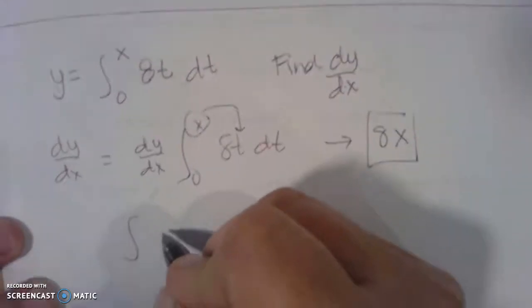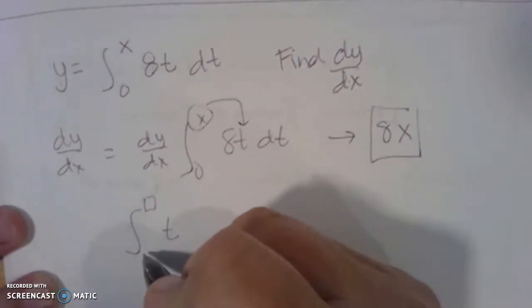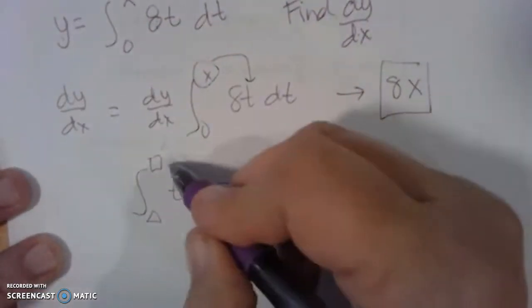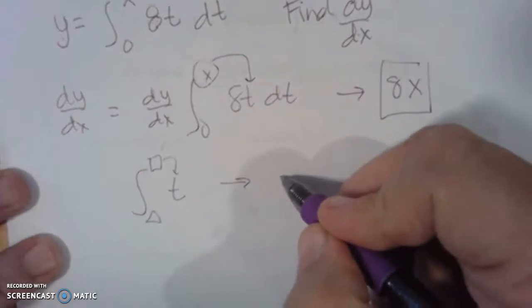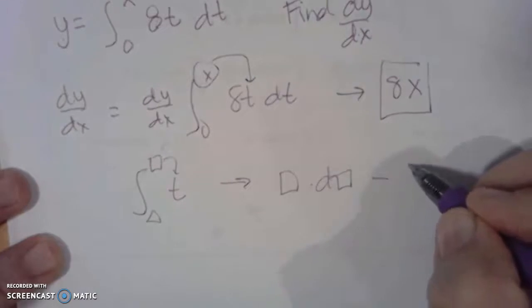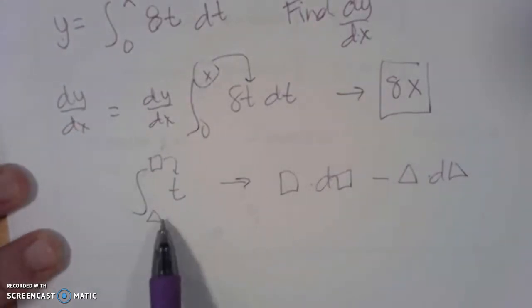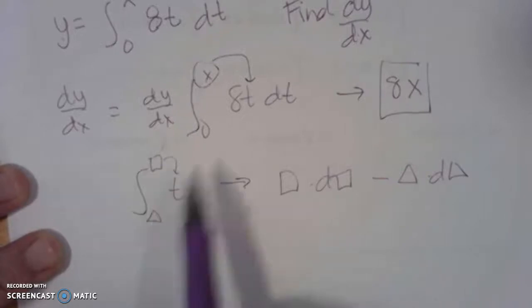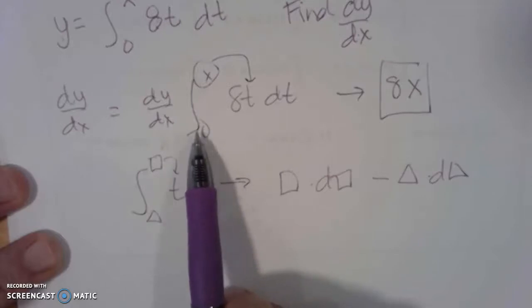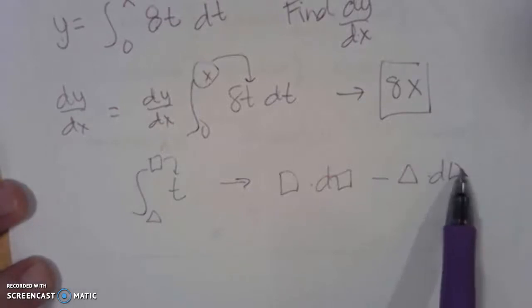Now, really what it is, whatever this function is, let's just go with t, and I'm going to say a box and then a triangle. So basically all you do is substitute in for t the box times the derivative of the box, minus the triangle times the derivative of the triangle. Most likely this bottom number, like 0, will be a constant. And what's the derivative of a constant? The derivative of a constant is 0, so this term most of the time will just disappear.